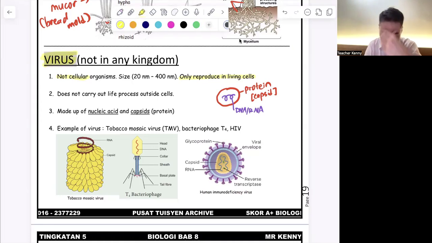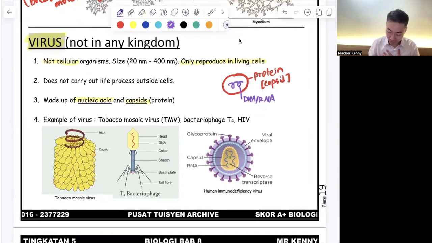So they do not carry life processes outside of cells. Okay, so they are made up of two things only, nucleic acid and capsid. Example, now students, teacher, do I need to know this one? I think you better know this example.